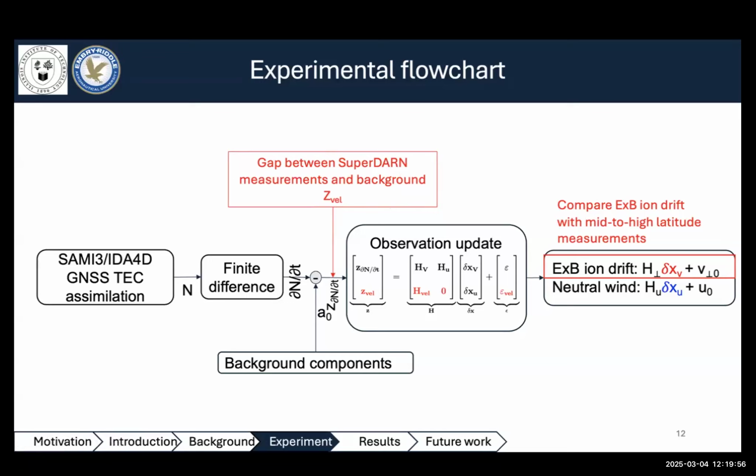Kalman filter, and the observations will be stacked up to the partial and partial t, the electron density rate information, and the corresponding mapping matrix will also be updated in order to map the electron E cross B driver, the delta XV, onto the SuperDARN measurement space. So after the calculations, we compare the E cross B angles with the mid to high latitude measurements.